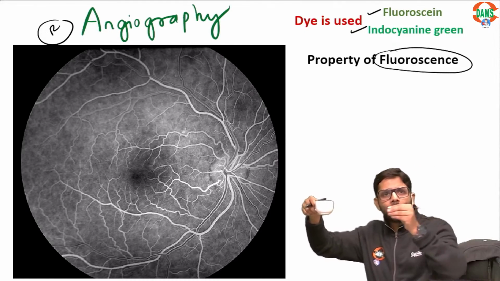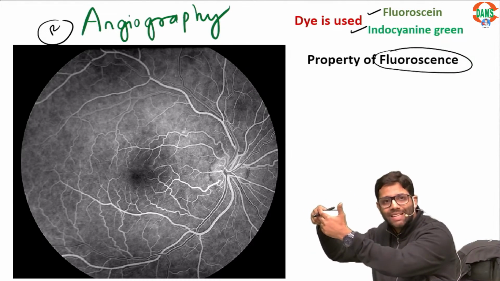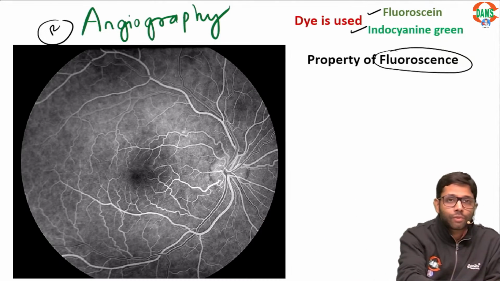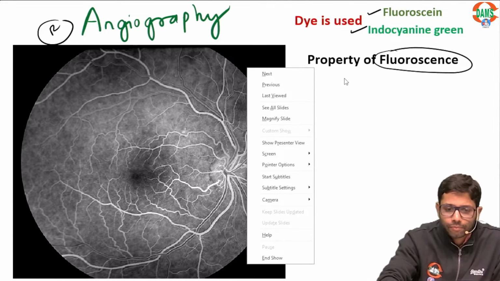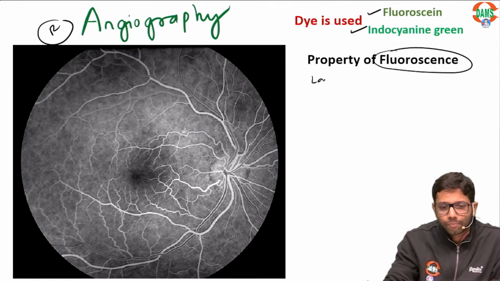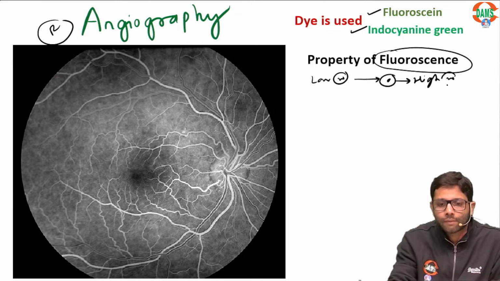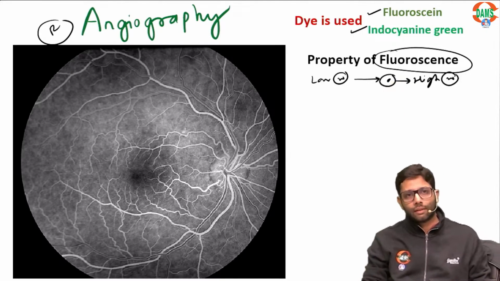If an incoming light coming to this cup is low wavelength, it has a capacity of emitting higher wavelength, that is a fluorescence capability. What is coming? Low wavelength is coming inside. Wavelength, not frequency, in the object, and it has a capacity of emitting higher wavelength. That fluorescence capability is present in fluorescein dye and indocyanine green.